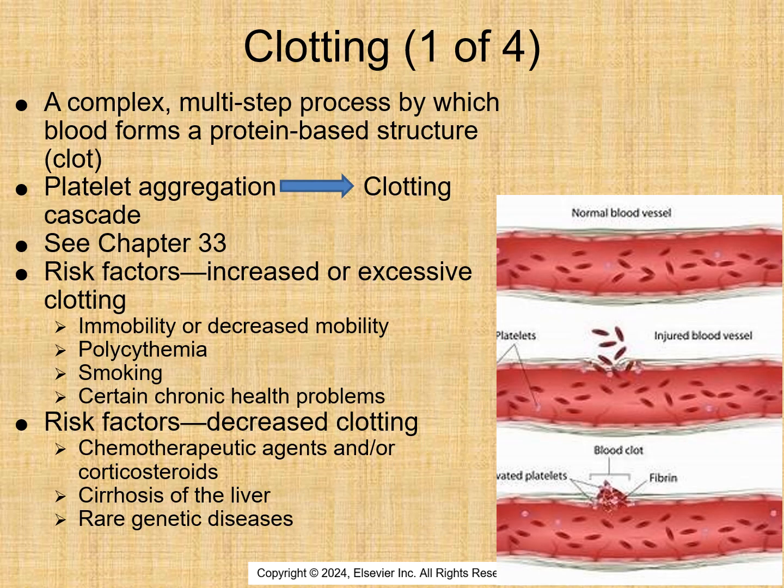In week 5, we're going to discuss the hematologic system, including clotting. We will learn about the clotting cascades and risk factors for excessive or increased clotting, as well as, on the other side, risk for bleeding and decreased clotting.